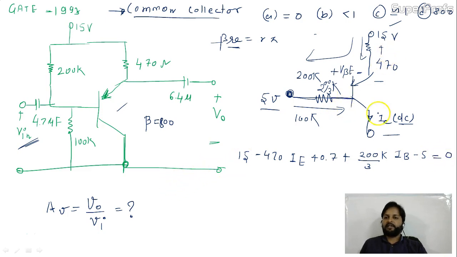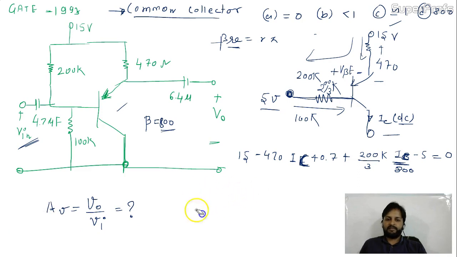Now I need to calculate IE or ICDC, because IE and ICDC both are equal. And definitely in this case they will be equal because beta is very large, that is 800. So what is the relation between beta and IC? IC equal to beta IB. Is it okay? So IB is IC by beta. I can replace this IB by IC by beta, and beta is 800. I can replace this IE by IC also, because I need to calculate only IC over here.